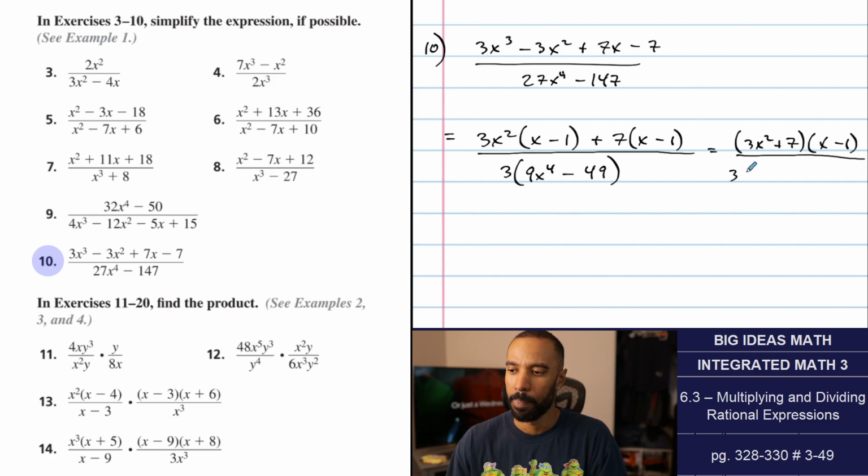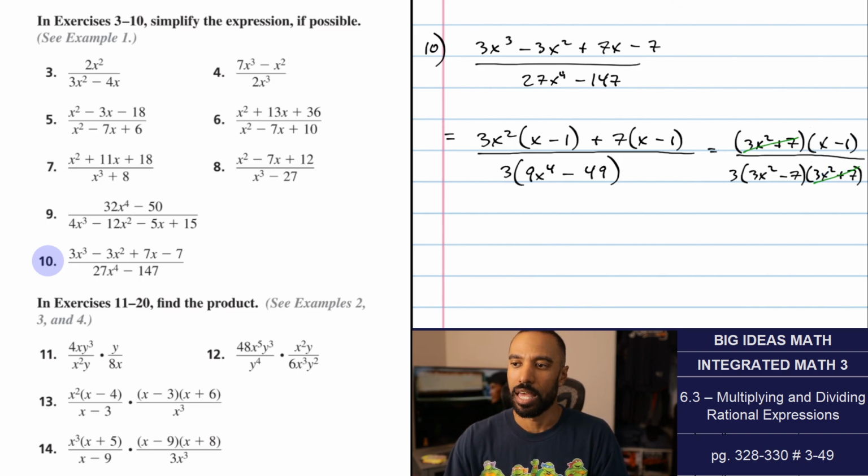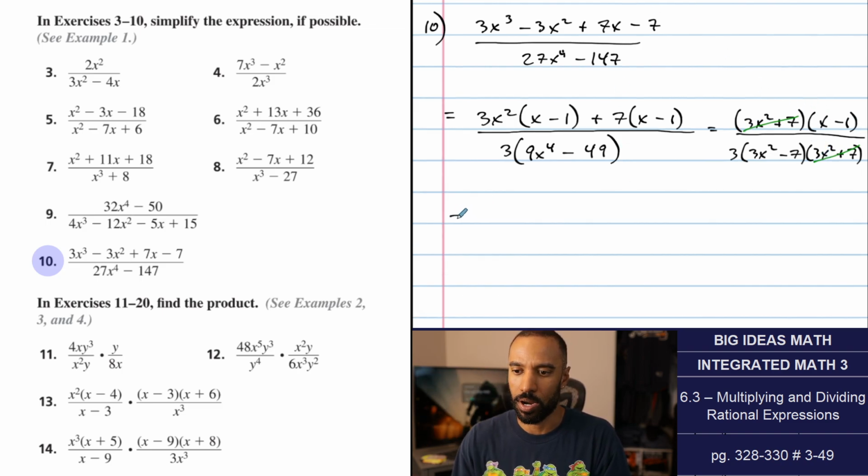On bottom, I have 3x squared minus 7 times 3x squared plus 7 with that extra 3 hanging out there. I got a couple 3x squared plus 7s that can go away. I'm still left with an x minus 1 on top. So I got x minus 1 all over that 3 times 3x squared minus 7.